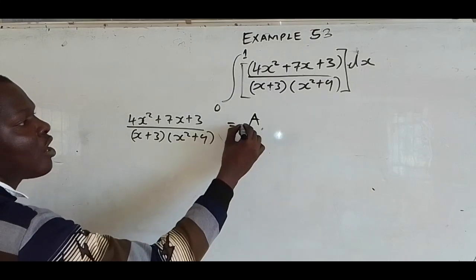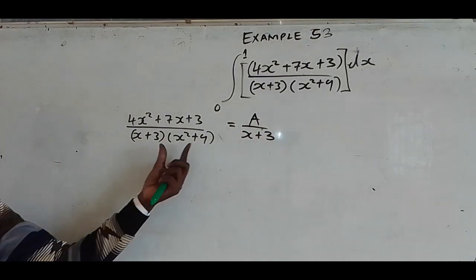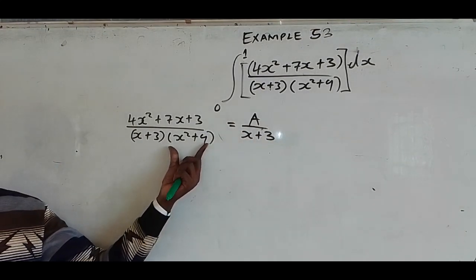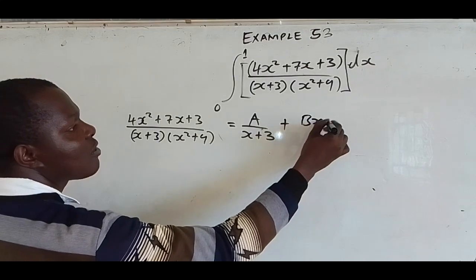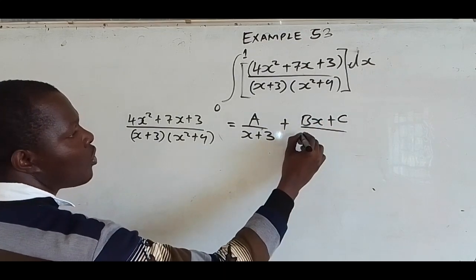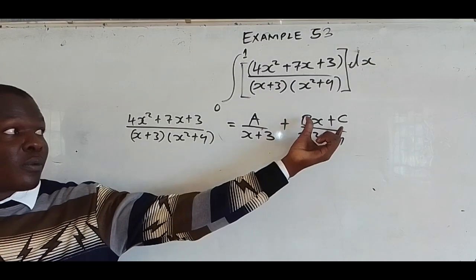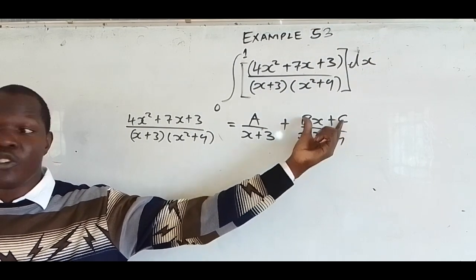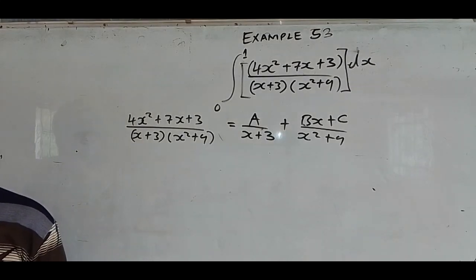So it is going to be A over x plus 3. This second factor, x squared plus 9, is a quadratic factor. For a quadratic factor, it is going to be Bx plus C over x squared plus 9. That is how to resolve a quadratic factor into partial fractions: Bx plus C over x squared plus 9.